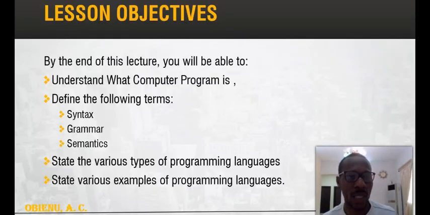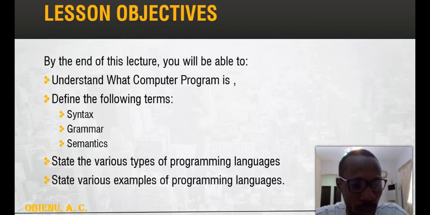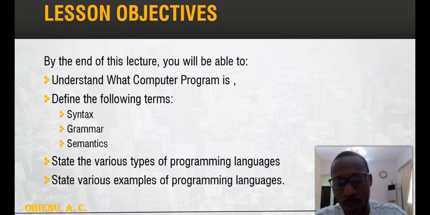Now, at the end of this class, you're expected to be able to understand what computer programming is, define the following terms: the syntax, grammar, semantics, state the various types of programming languages, and various examples of programming languages.